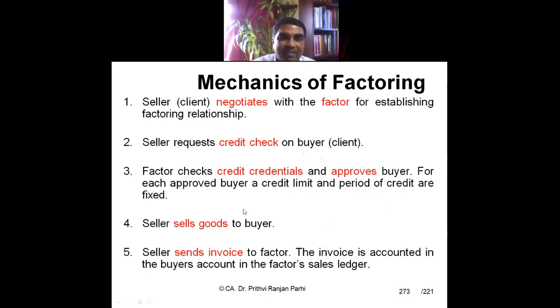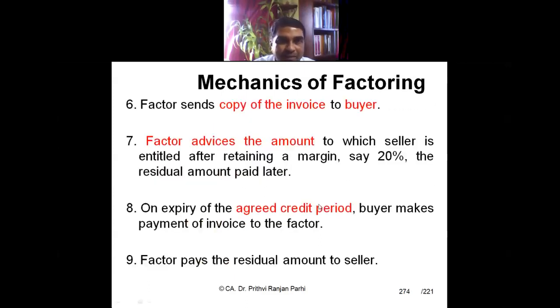Then the seller sells the goods and sends the invoice to the factor. But before that, the factor has already checked the credit credentials and approved the buyer. Then what will happen? The factor sends a copy of the invoice to the buyer. The factor advises the payment, the amount to which the seller is entitled.